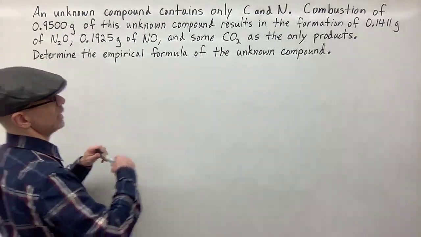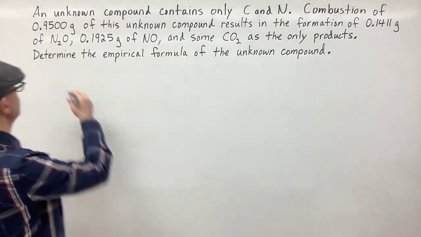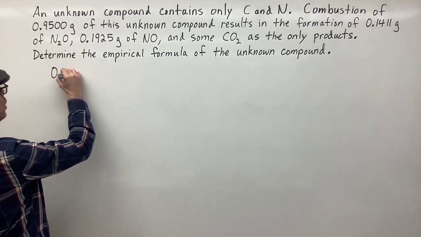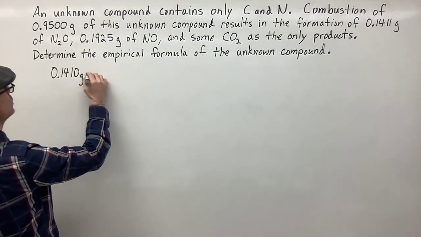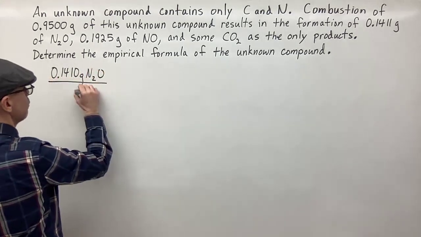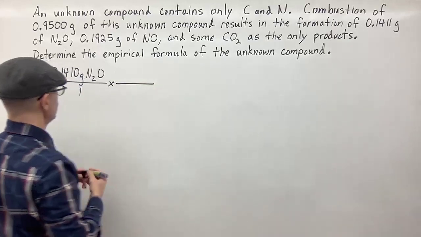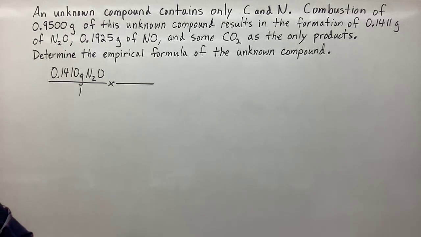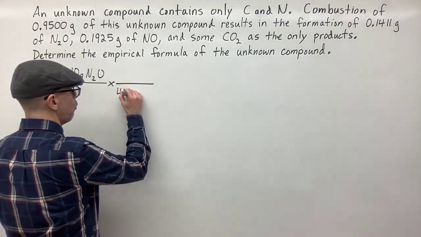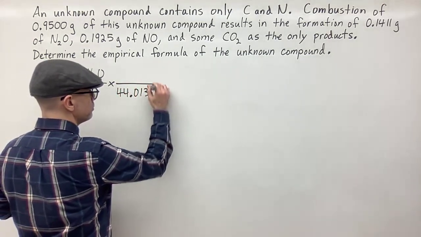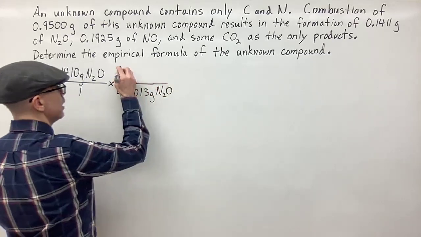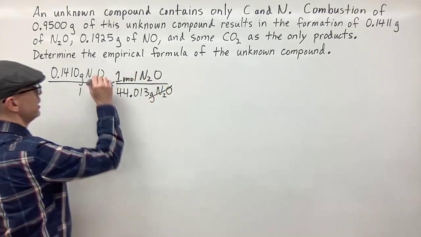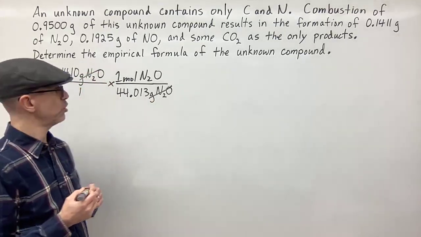So we're given 0.1411 grams of N2O, so we'll convert that. We're going to convert that to moles first. So we got to use the molar mass. And so the molar mass of N2O is 44.013. So 44.013 grams of N2O on the bottom, 1 mole of N2O on top. So grams of N2O are going to cancel out, leaving us moles of N2O.